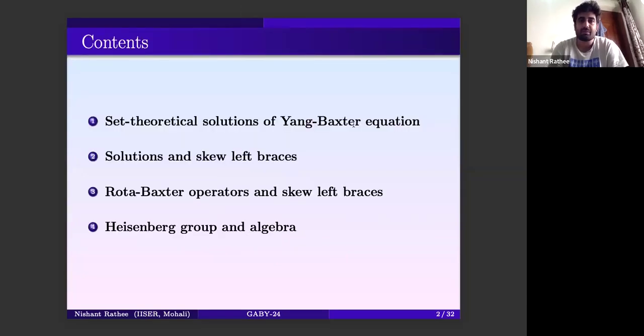These will be the main contents of my talk. First I'll talk about set theoretical solutions of the Yang-Baxter equation to give you some background. Then I'll give you some examples of solutions and talk about these very interesting algebraic structures called skew left braces. Then we'll talk about Rota-Baxter operators and their connection with skew left braces, and then we'll finally compute some examples of these operators over the Heisenberg group and the Heisenberg Lie algebra both.